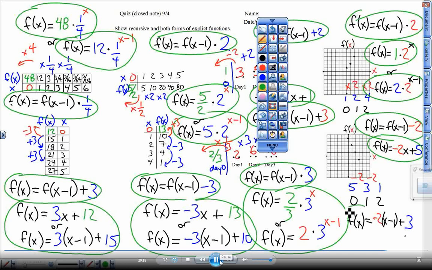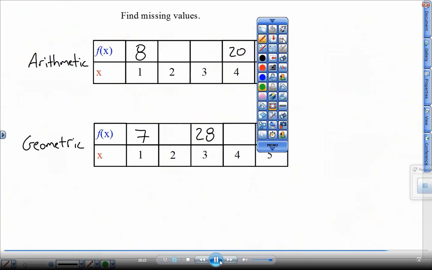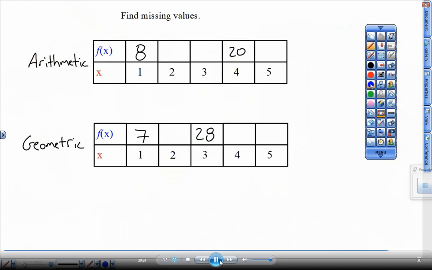The fourth word is help. Help. All right, last two. For these, to get full credit, this is how I wanted you to be shown. Some of you got these answers but didn't get credit because you didn't show it the way I want you to. So for these, I want you to see this is arithmetic, so I'm finding the D.